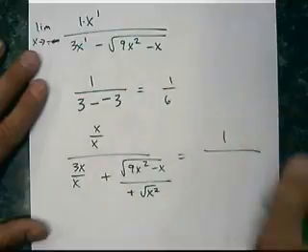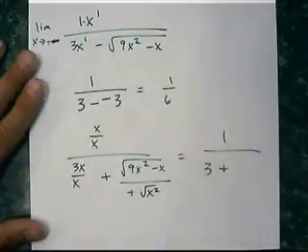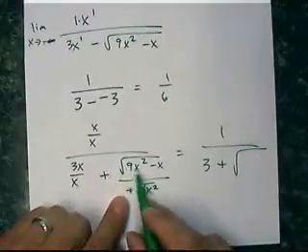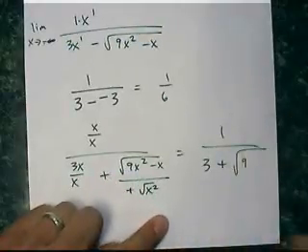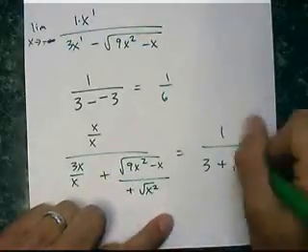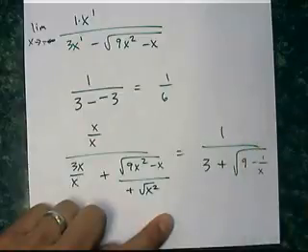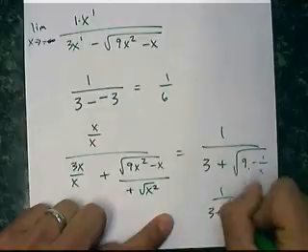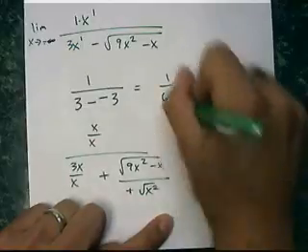Top here is 1. Bottom is 3 plus the inside of this would be the square root of 9x squared over x squared, so that's 9. And then negative x over x squared, so that's a negative 1 over x, which is going to go to 0. So you get 1 over 3 plus the square root of 9 is 3, which gets you right back to there.